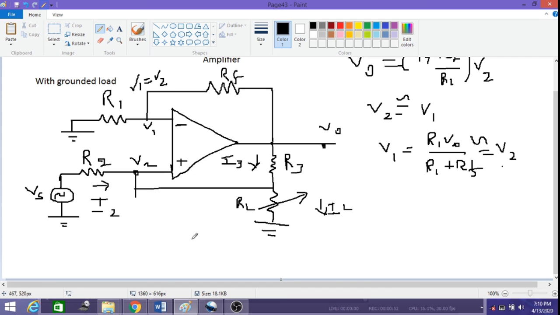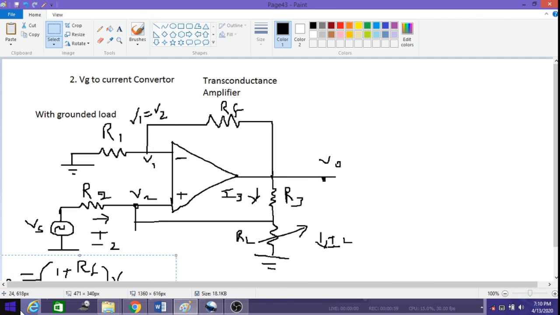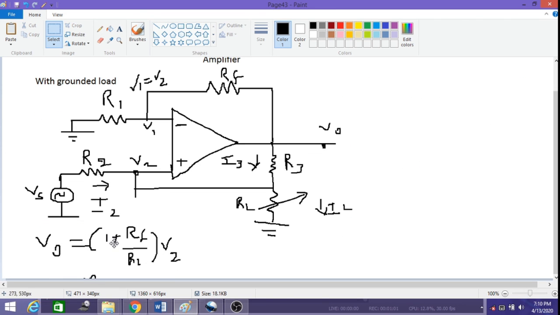If I substitute that in the current equations, let me bring this section down here. Now if I write the total current entering at this point, it is I2 plus I3. It is basically the two incoming currents, I2 and I3, which are equal to the other current, IL. So IL is the current across the load.